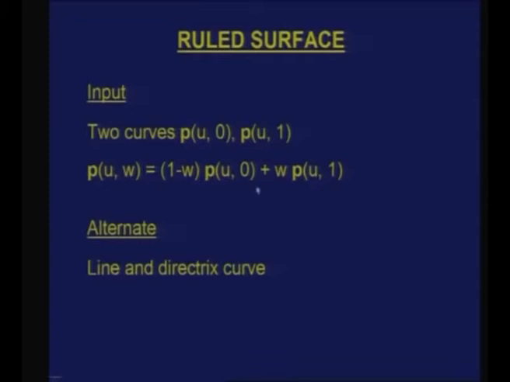If I see this equation, suppose I put w is equal to 0, I will get this curve. If I put w is equal to 1, I get the other curve. And any curve is basically some kind of a mixture of these two, linearly interpolated between the two.